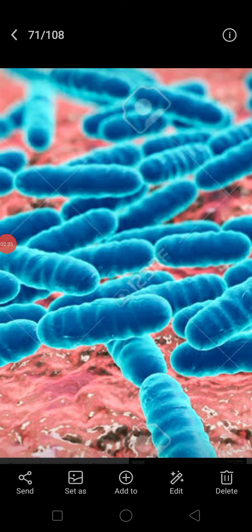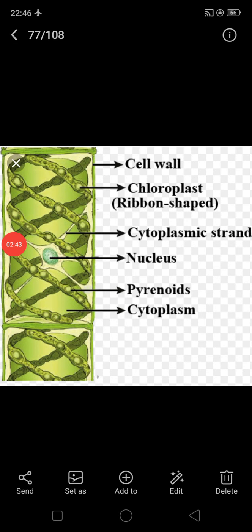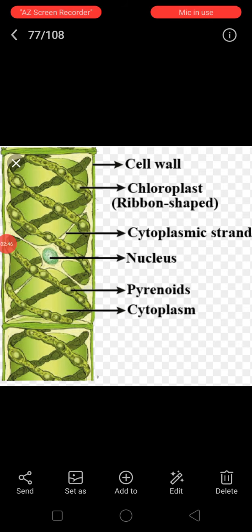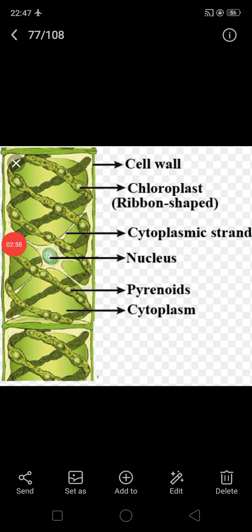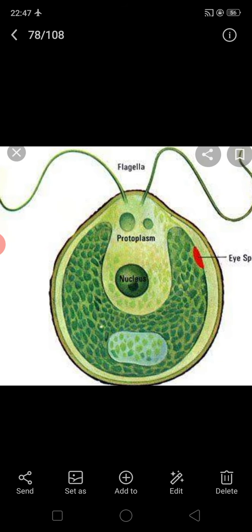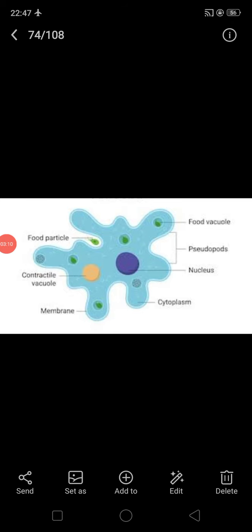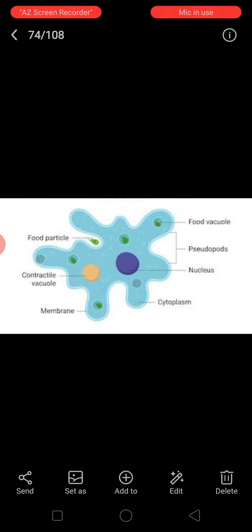The second major group of microorganisms is the fungi. An example of fungi is the bread mold. The third main group of microorganisms is the algae. Examples of algae are Spirogyra and Chlamydomonas. This is the image of a Spirogyra, and another example of algae is Chlamydomonas. The fourth group of microorganisms is protozoa. Two examples of protozoa are amoeba and paramecium.